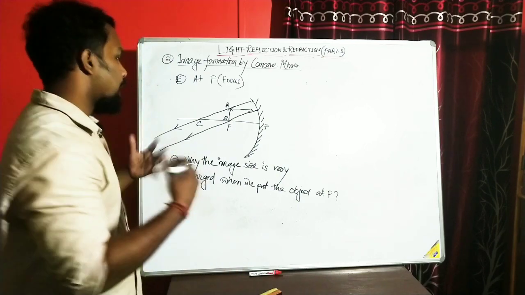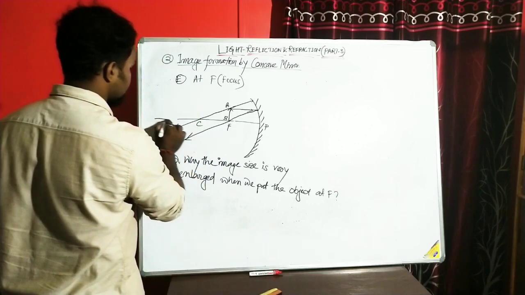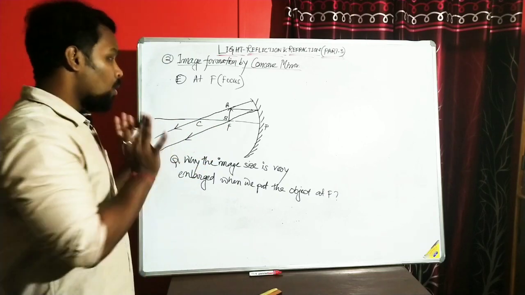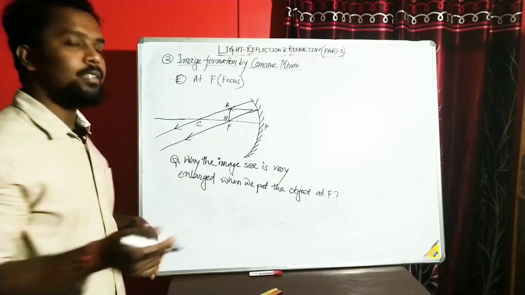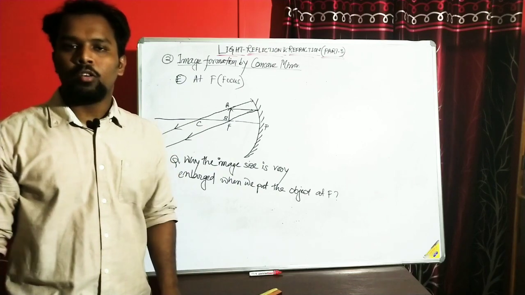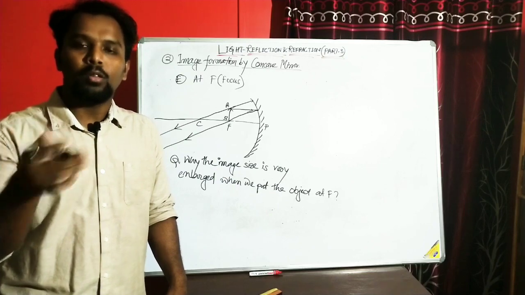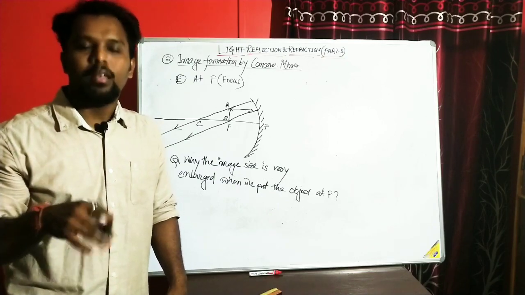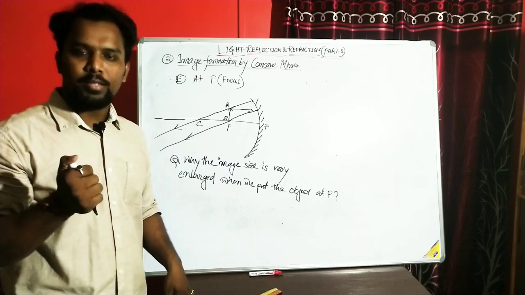Use some idea. Look closely at the figure. This is the principal axis, this is the focus, this is the center. What can be the reason why the image size will be very much enlarged compared to the object size? Give me the answer in the comment section with your name. I need the name, so that I'll be able to tell the name if you give me the correct answer. I'm hoping that lots of students will be able to give me the answer. So give your best.